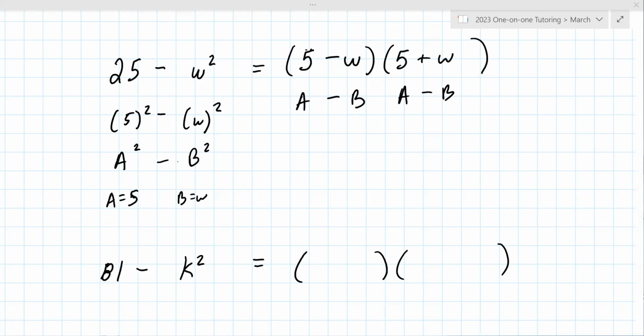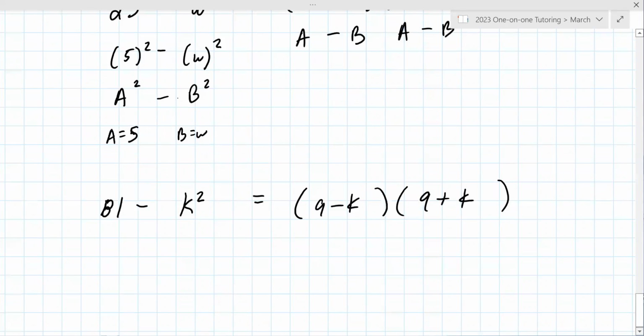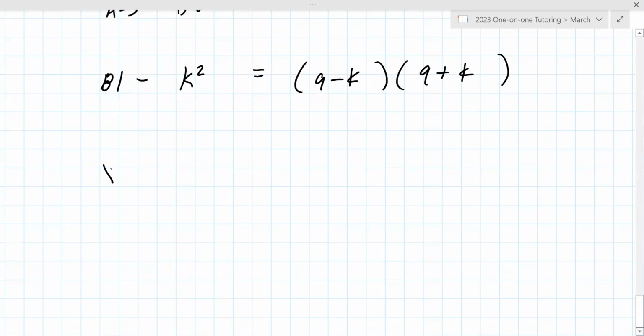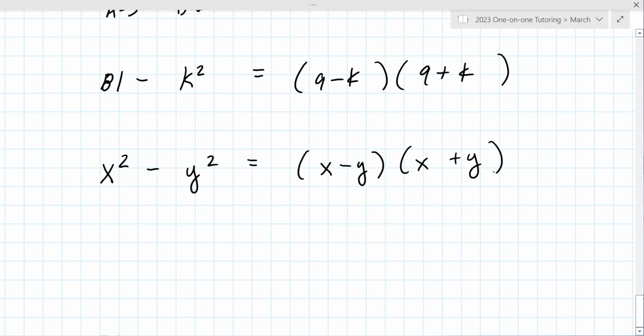Mine, or 9 minus k, 9 plus k. Very good. Now it's also possible that they could both be variables, like x squared minus y squared. And this would become x minus y, x plus y. But that's really not the one that you most often see.